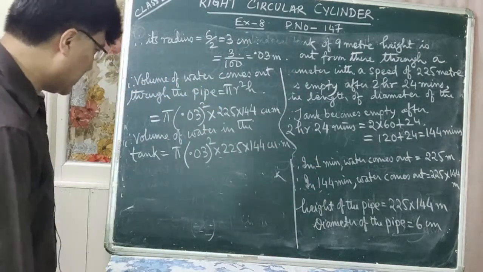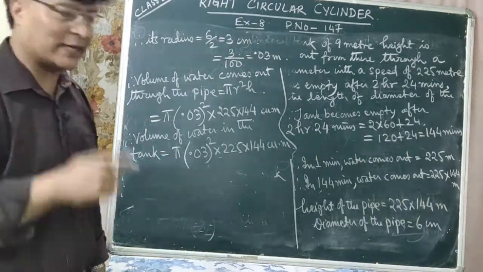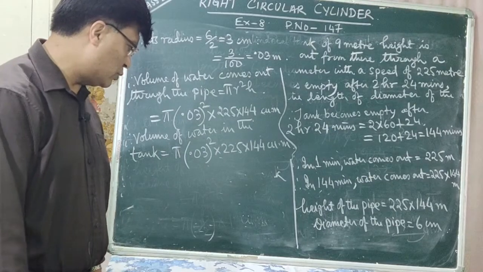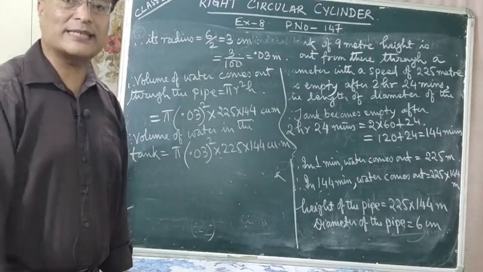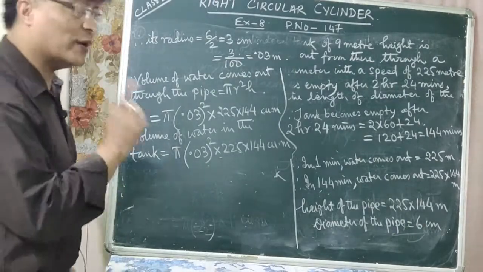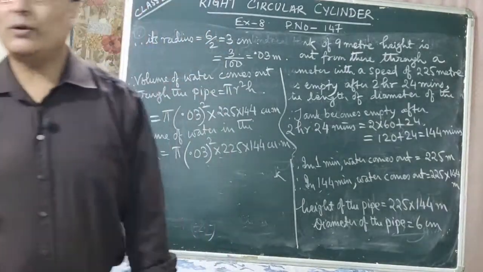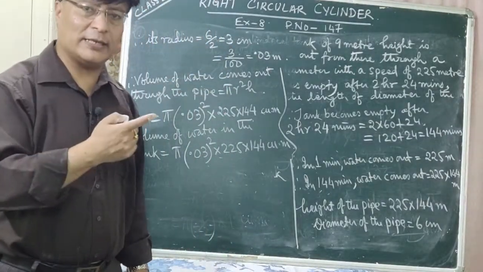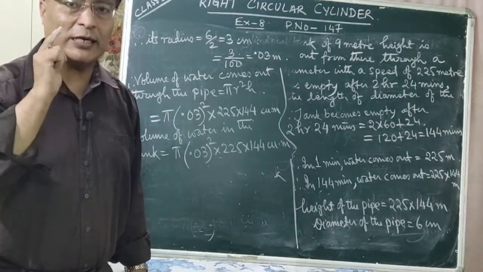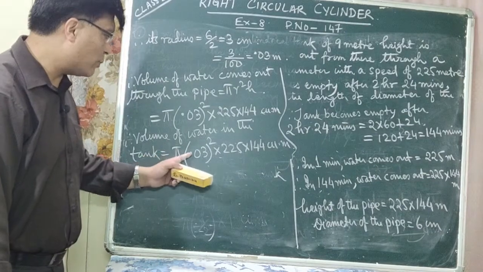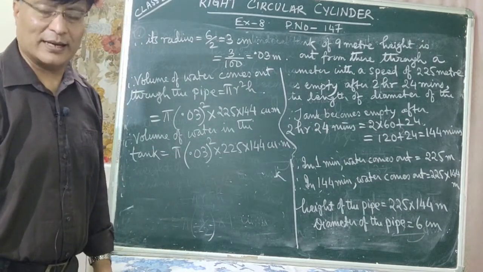What was the volume of water in the tank before? It was, you can check it, pi into d by 2 whole square into 9. What was 9? 9 was the height of the tank, isn't it? So you can equate these two. What was the volume of water in the tank previously? It was pi into d by 2 whole square into 9. So you can equate this with pi into 0.03 whole square into 225 into 144 cubic meter.